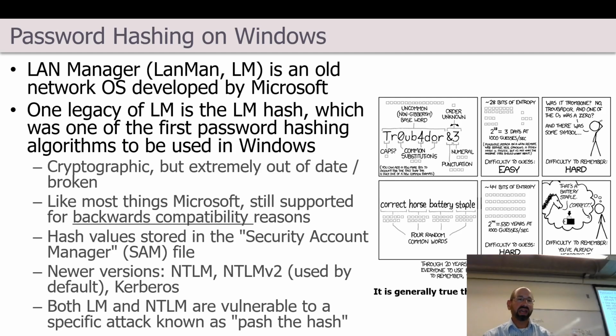Another legacy of it is the LM hash, which was one of the first commercial examples of using password hashing algorithms, and really the first one to be used in Windows. At first glance, it'll seem okay. It uses cryptographic techniques of the type we know a little bit about; you'll learn more when you take 3310. Like most things Microsoft, it is still to this day supported for backwards compatibility reasons. It is no longer the default choice in any configuration, but it does allow a graceful fallback to NTLM in case other more accepted approaches are not working today.